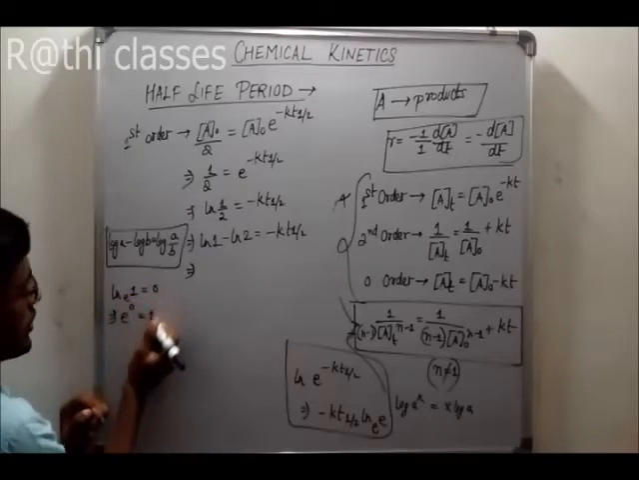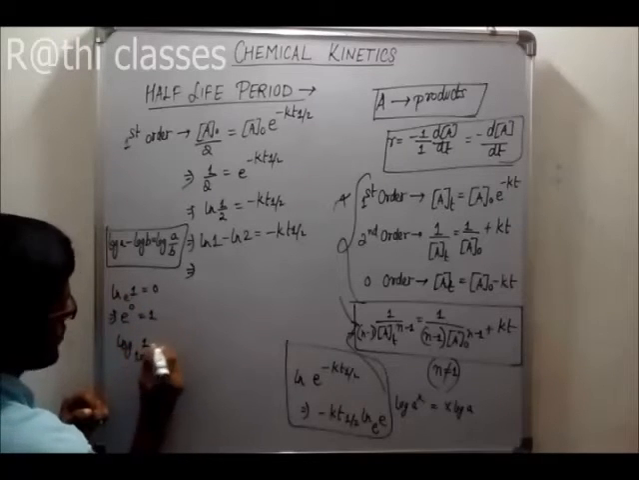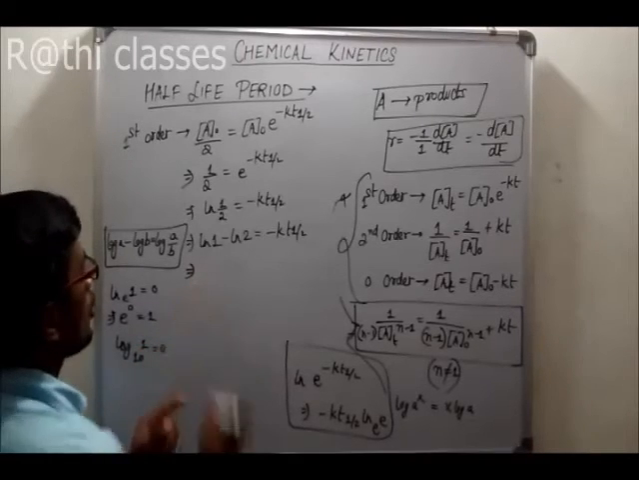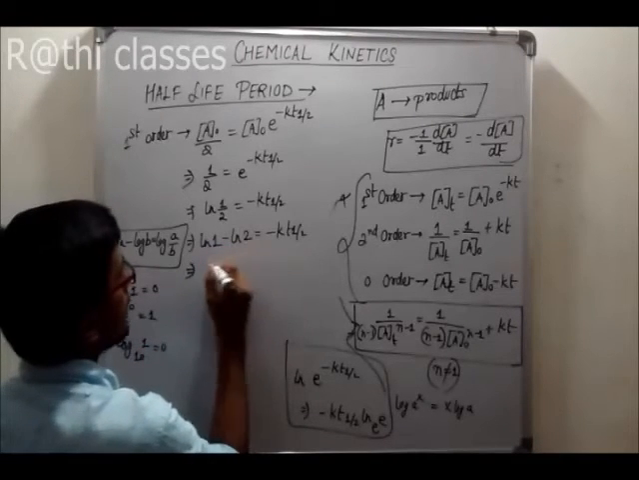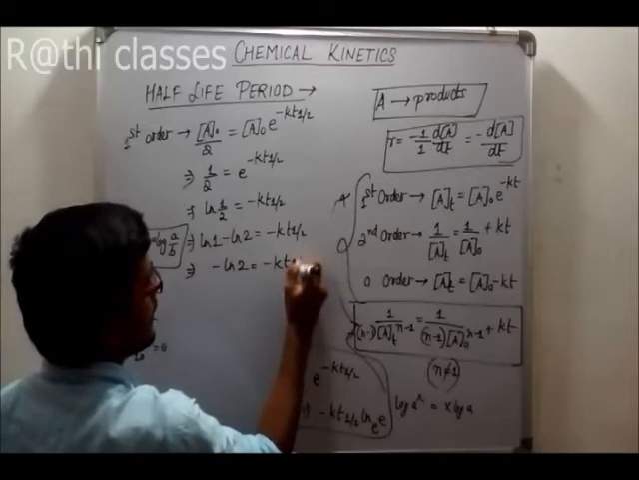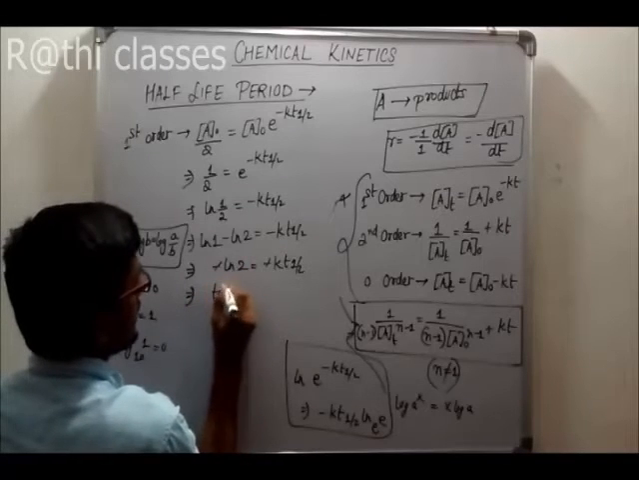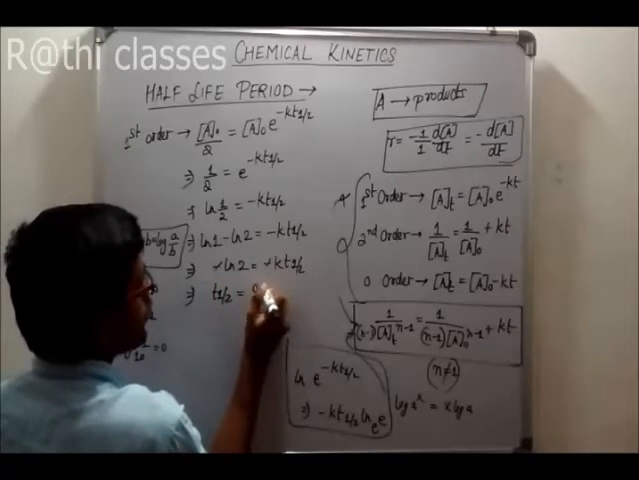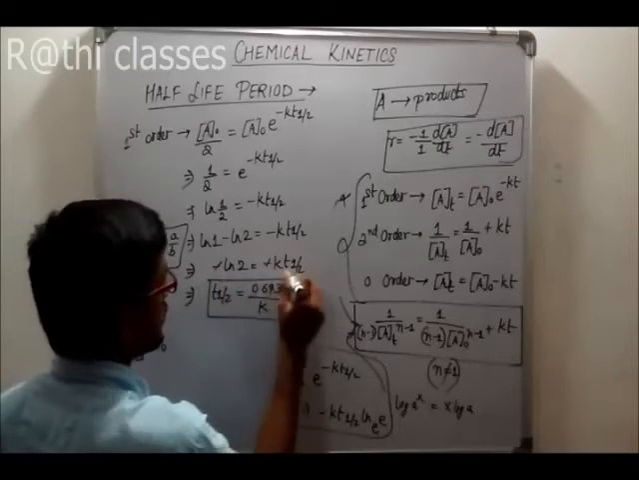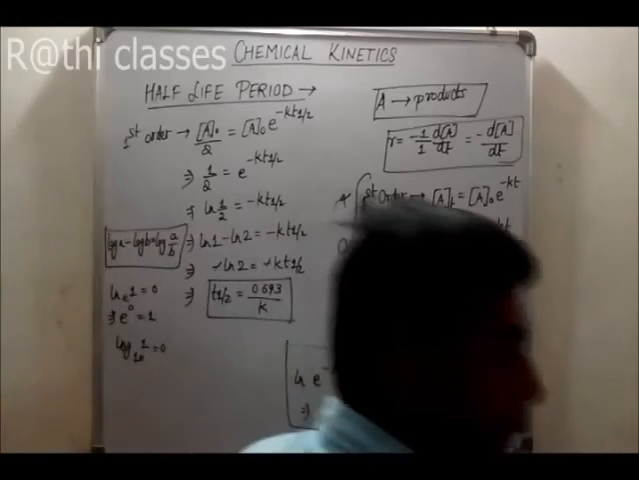Ln 1 to the base e is equal to 0, or log 1 to the base 10 is also equal to 0, because anything to the power 0 is equal to 1. So ln 1 is equal to 0, which gives minus ln 2 is equal to minus KT half, or I can say that T half is equal to 0.693 upon K. The value of ln 2 is 0.693, so T half is equal to 0.693 by K, right?